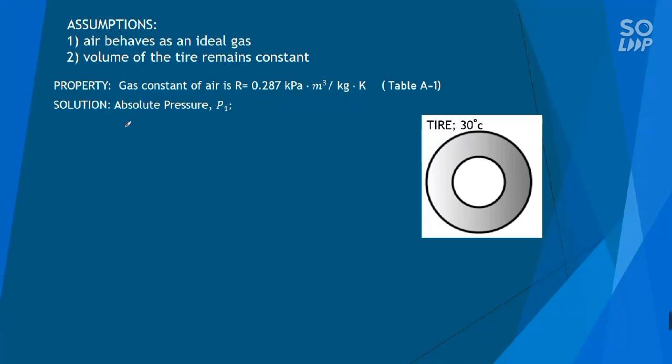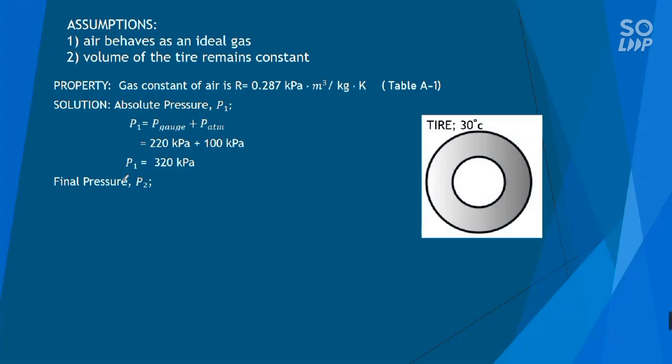First, we have to solve for the absolute pressure. The formula for the absolute pressure is equal to gauge pressure plus atmospheric pressure. So plugging in the values, we have 220 kilopascal plus 100 kilopascal. We get 320 kilopascal. So that is our absolute pressure.